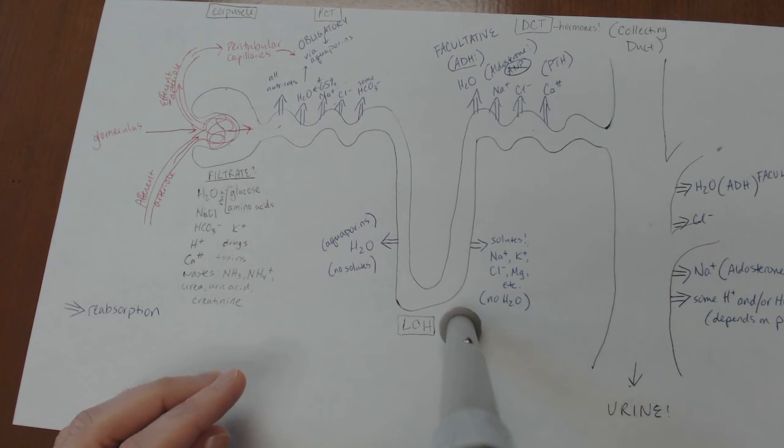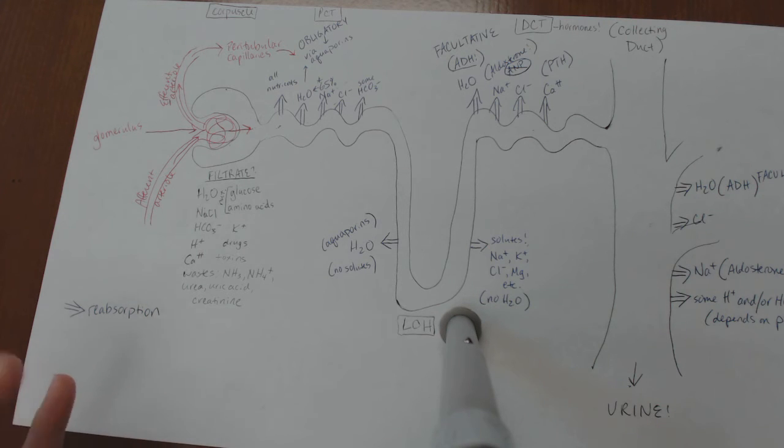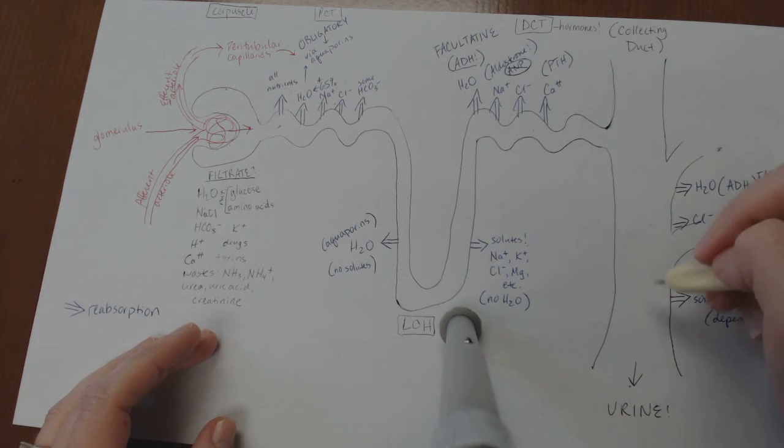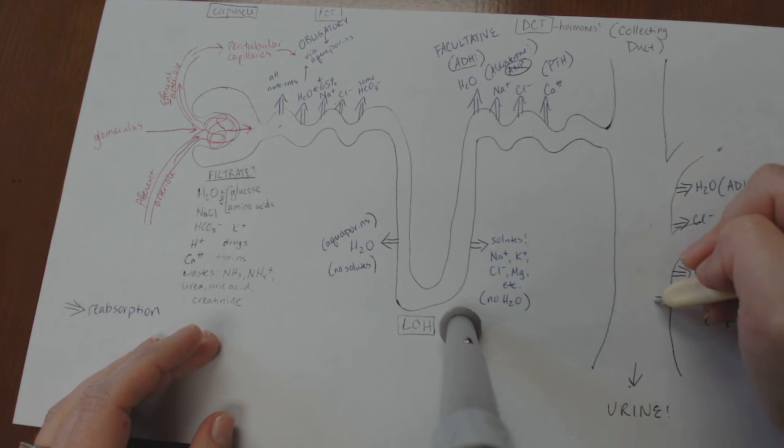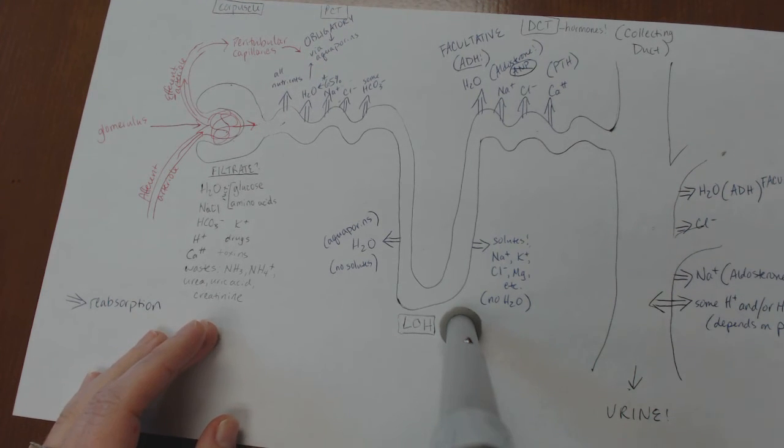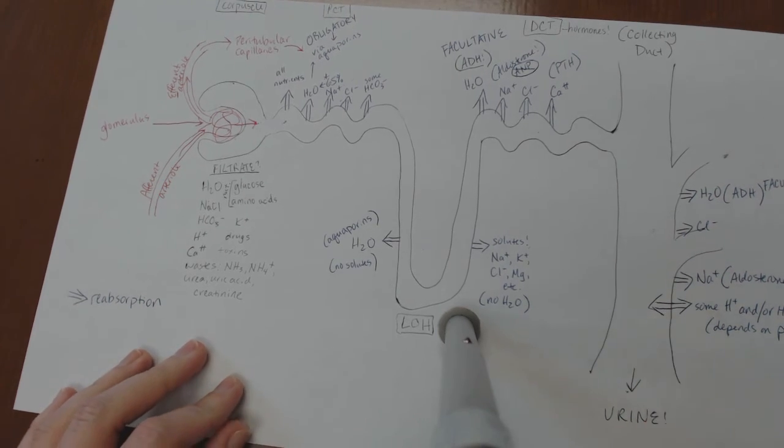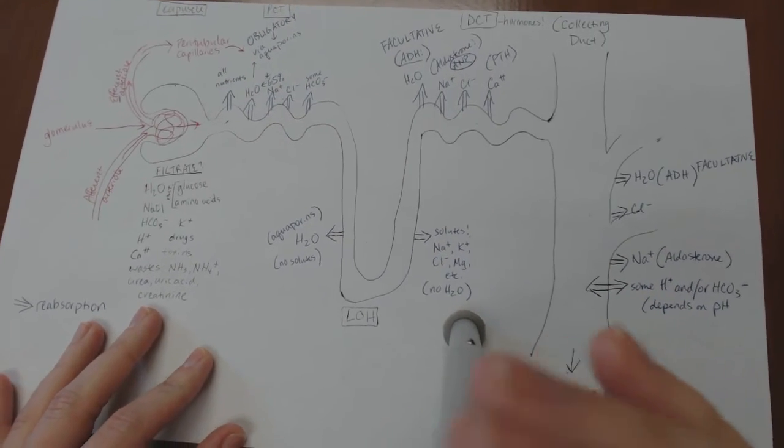Okay, and so actually when we use our other pen to do secretion, which remember is going the opposite direction, taking things from the blood and adding them to the urine, adding them to the filtrate, the arrows will all go like that. Oh, sorry, I just looked at the video.